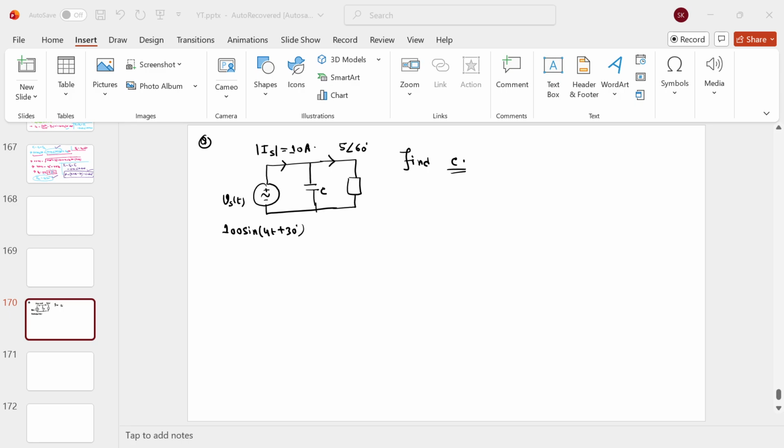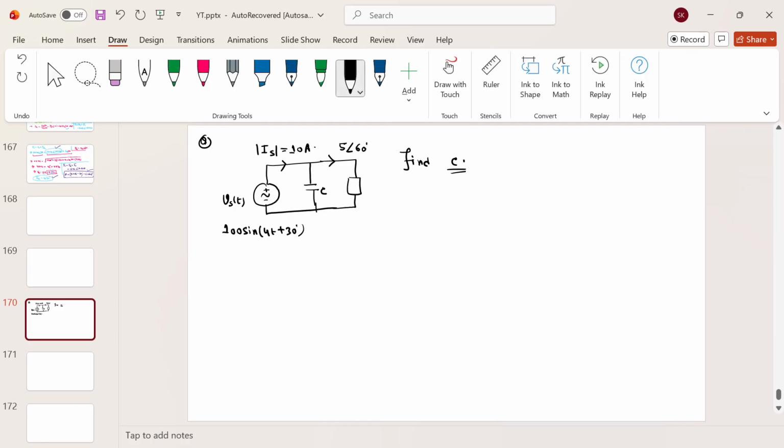Hello everyone. In this video, we are going to see a question based on steady state AC analysis. The data given to you is: source voltage is 100 sin(40t + 30 degrees), source current magnitude is 10 ampere, and the current flowing through this element is given as 5 at an angle of 60 degrees. You need to find out the capacitance value C.